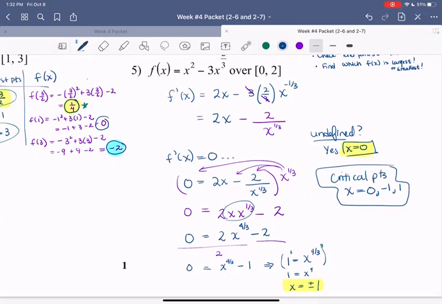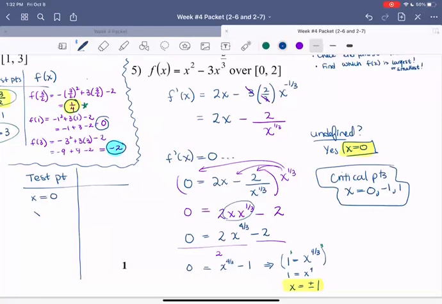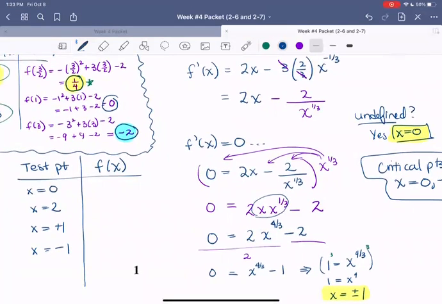Now we want to check for global or absolute extrema. We need to test some points. The points that we test are going to be those critical values and the endpoints of our interval. So we're going to check when x equals 0, when x equals 2, when x equals +1, and when x equals -1. Because a critical value occurs at an endpoint, I don't need to check it twice. The test points are the x values here, and we test them by computing the function output to see which output is largest or smallest.